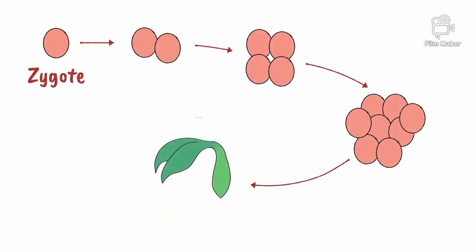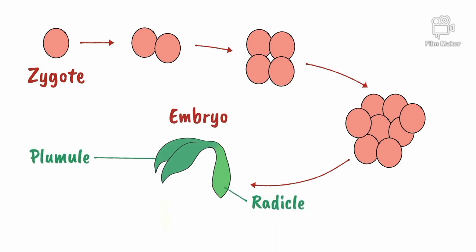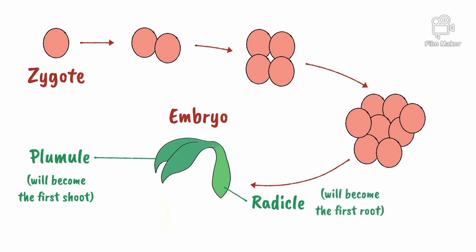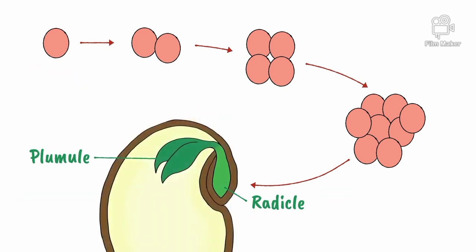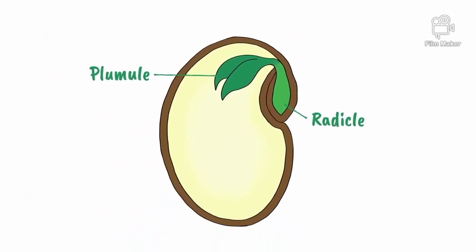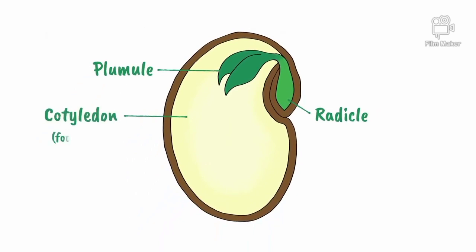The single zygote cell divides and develops to form an embryo. The embryo develops into the plumule and the radicle. The plumule becomes the shoot, while the radicle will become the first root. So we have the plumule, the radicle, and the cotyledon, which stores food for the growing embryo since photosynthesis is not yet taking place. So the cotyledon serves as the food store for the growing embryo.